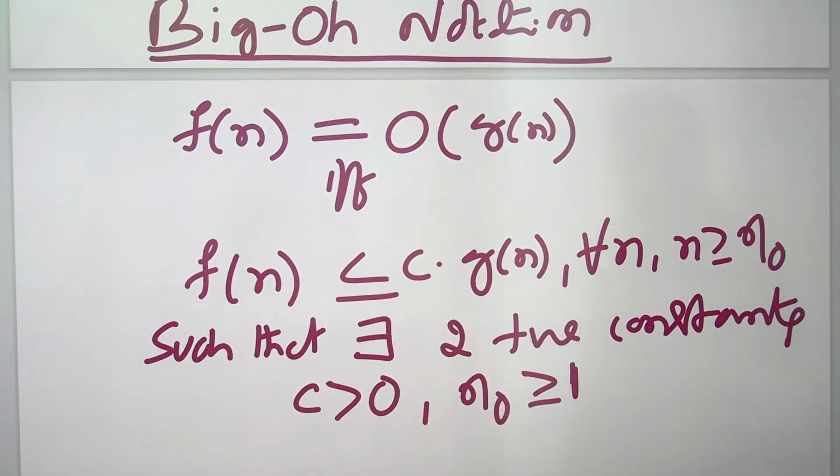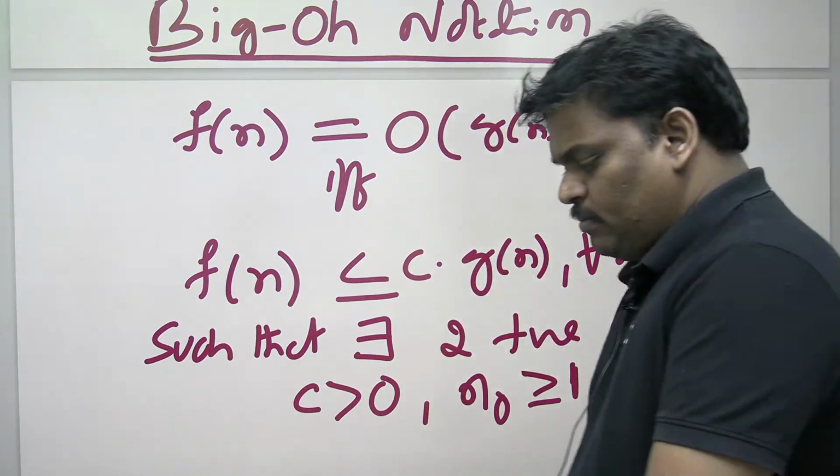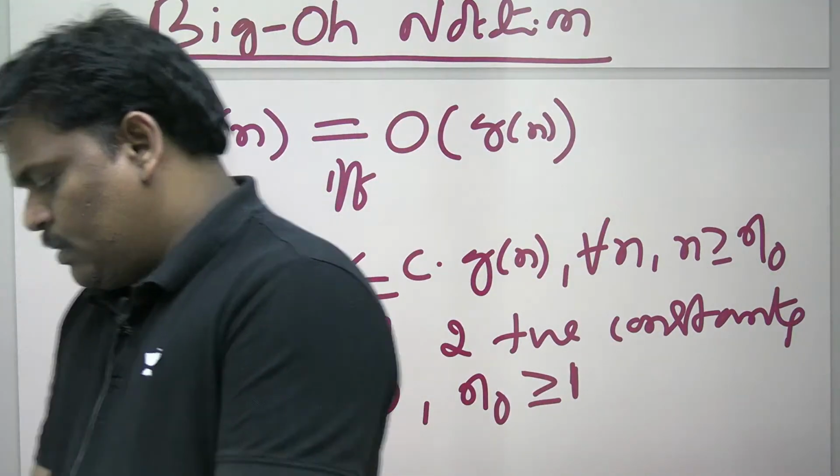Between two functions f of n and g of n, if this condition is right, it is an if and only if, so both sides will work out. If the below condition is satisfied, then you can say the above, and if the above condition is satisfied, then you can say the below. If you want to say f of n is big O of g of n, this condition should be satisfied: f of n less than or equal to some c into g of n for all n greater than or equal to n0, such that there exist two positive constants c greater than 0, n0 greater than or equal to 1. This is the definition.